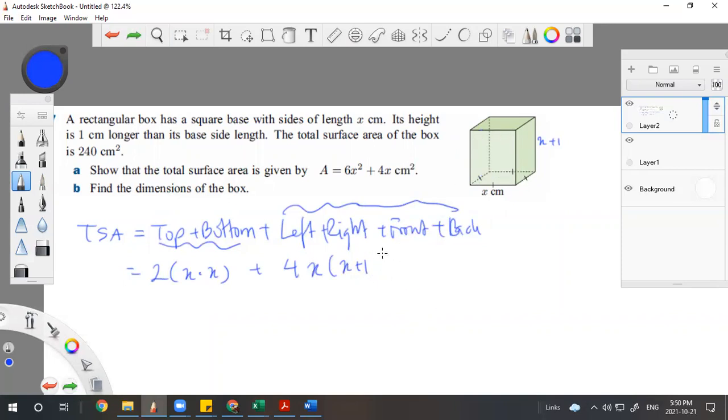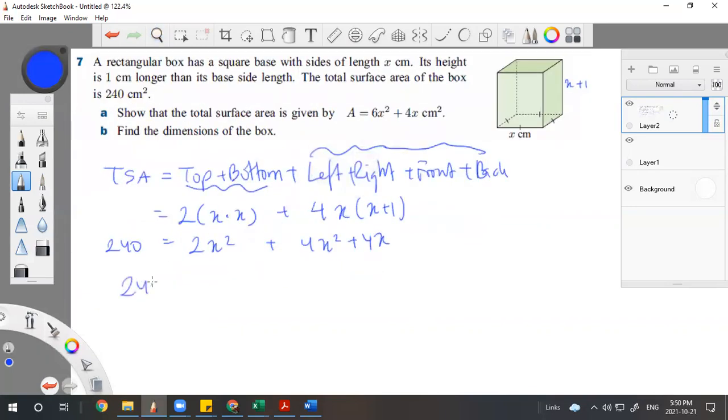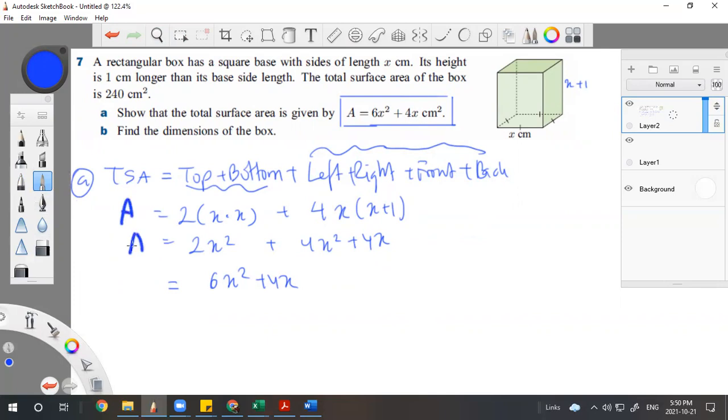So what is that area? x times x plus 1. So this is 2x squared plus 4x squared plus 4x, and it is 240, it's given. So 240 equals 6x squared plus 4x. The total surface area is given. Okay, done. It's the same for A, proven. Even if you don't put the 240, it's okay, no problem. You just need to provide the formula. This will be the formula.